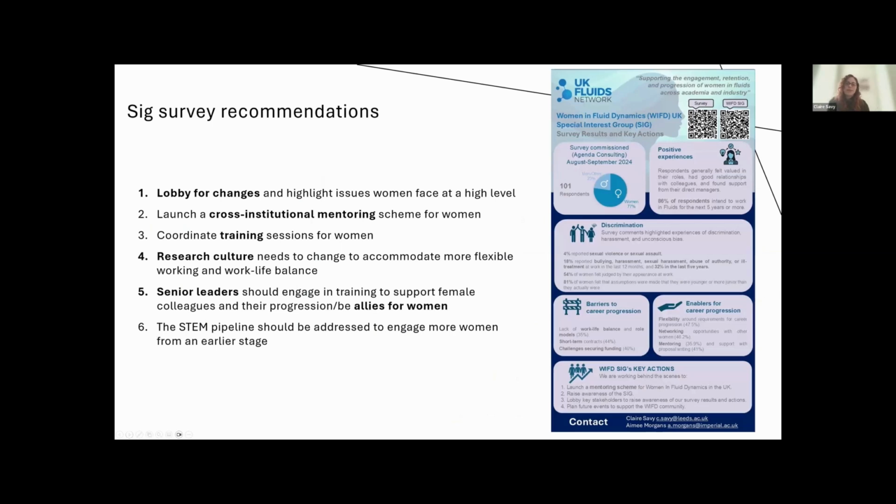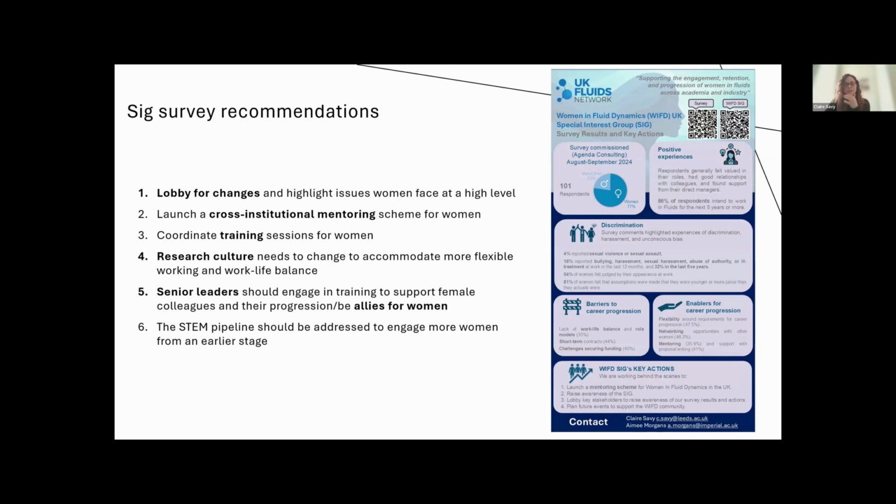So these are some of the recommendations that came out of that national survey, and that's guided some of our initial work and focus areas. One of which is obviously lobbying for changes and highlighting issues that women face at high levels. One of the first things we did was disseminate the survey results to key stakeholders. So I don't know if you've heard of the EDI Hub Plus. This is a national EPSRC funded initiative that's aimed at sharing best practice and disseminating that in terms of engaging underrepresented groups in STEM areas. We've also obviously shared this with the EPSRC and the institutions involved in the committee. They disseminated it through to their universities that way. We have launched a mentoring scheme. Actually, I'll come on to that in terms of what activities we've got going on.